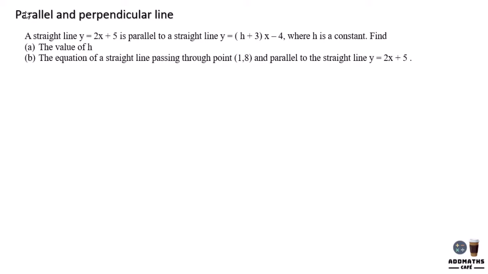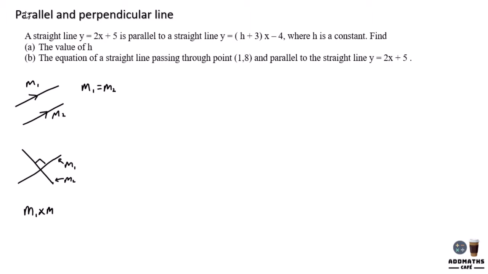Parallel and perpendicular lines. Parallel lines means that you have two lines which have the same gradient. So M1 and M2 will be equal to each other. Let's say M1 is 5, M2 will be 5. For perpendicular lines, it means that you have lines which intersect at 90 degrees. So let's say this is M1, this is M2. M1 times M2 will then give you -1.